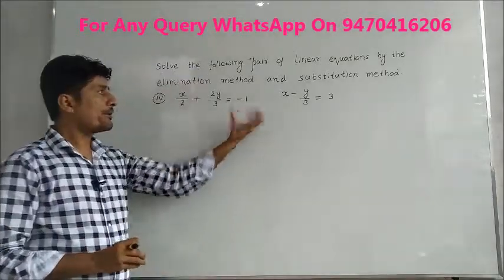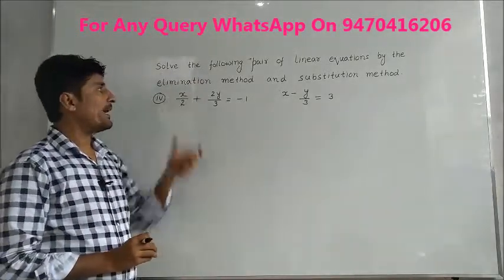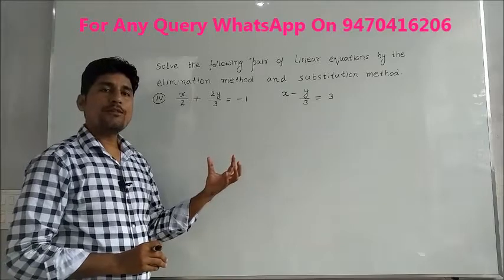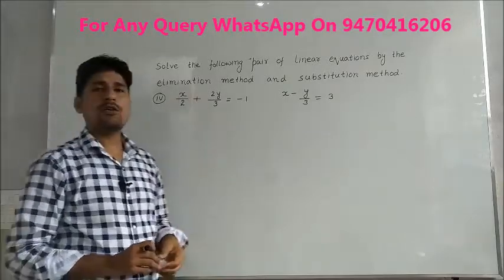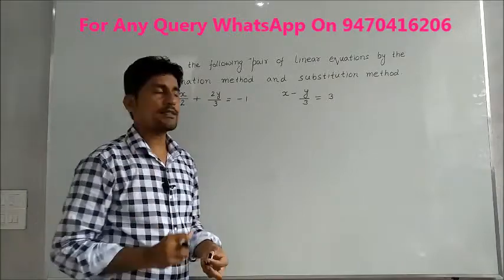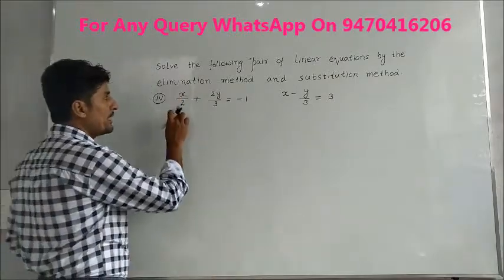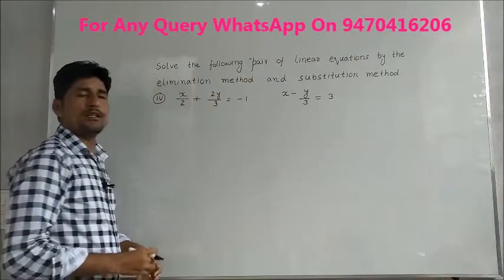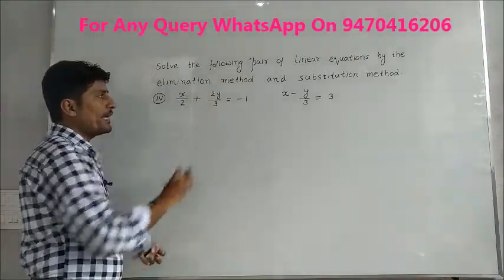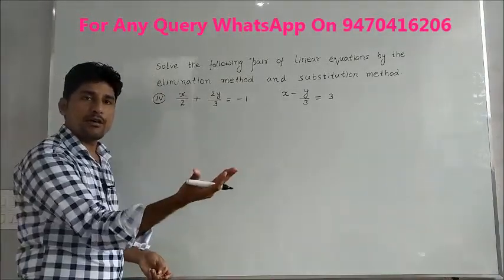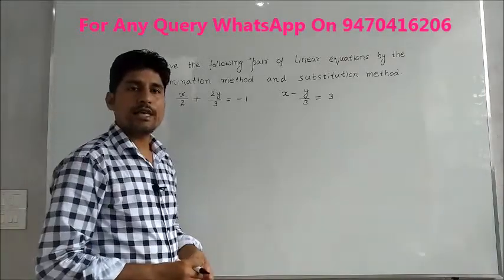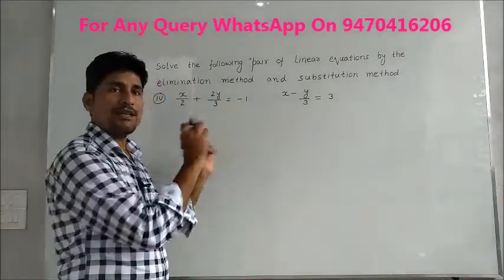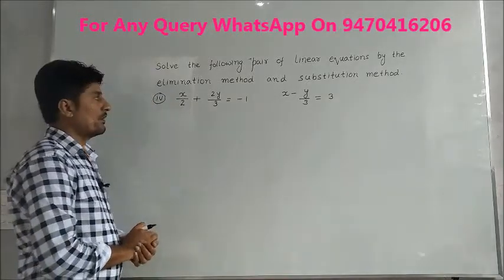To solve any pair of linear equations by using the elimination method, we have to eliminate any one variable, either x or y. For example, if we are going to eliminate x from both the linear equations, then after eliminating x, we can get the value of y. And after getting the value of y, we can find the value of x by putting that value of y in either equation. So let us see.